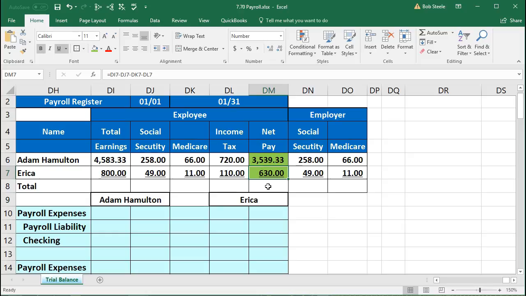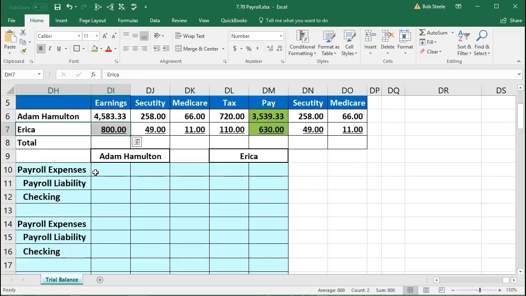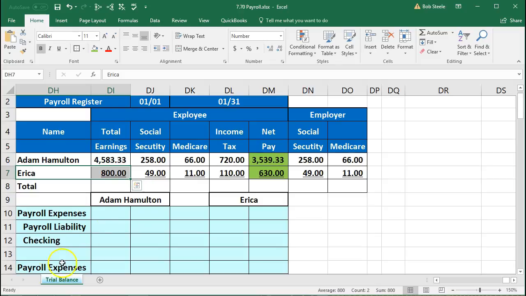So that's what we're going to do here. I'm going to try to put this information using a journal entry. We're going to use debits and credits here. If you don't understand debits and credits, that's okay. Just give us an idea of what's going on, and then we'll enter this same information into QuickBooks. So if we were to make a journal entry from this, I'm going to start with just Adam and Erica, enter them separately, and then we'll look at the totals.